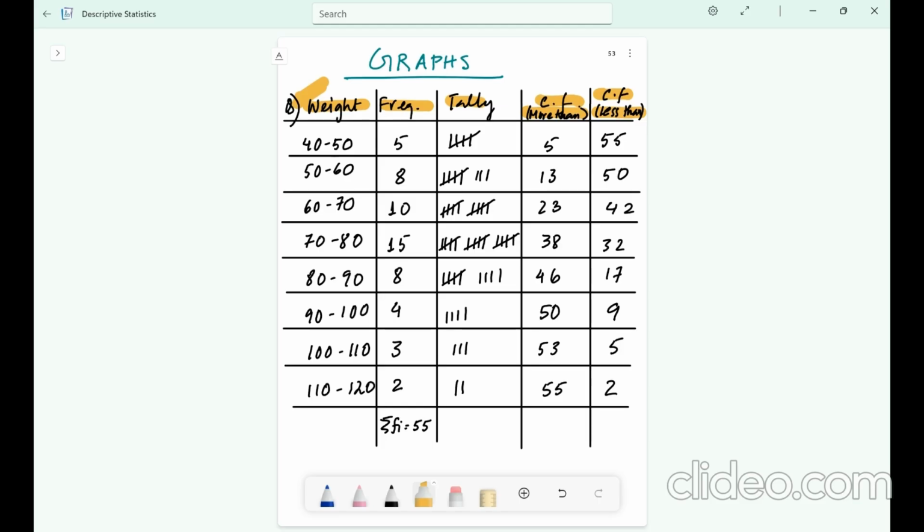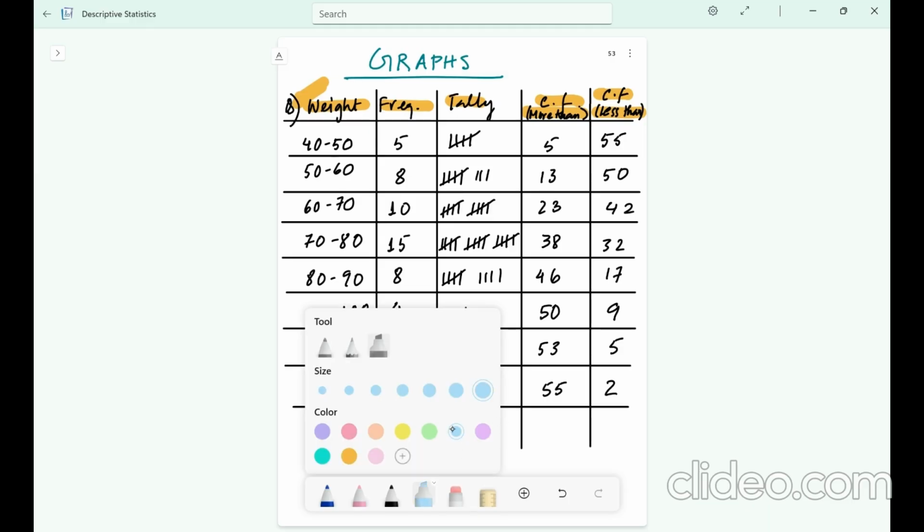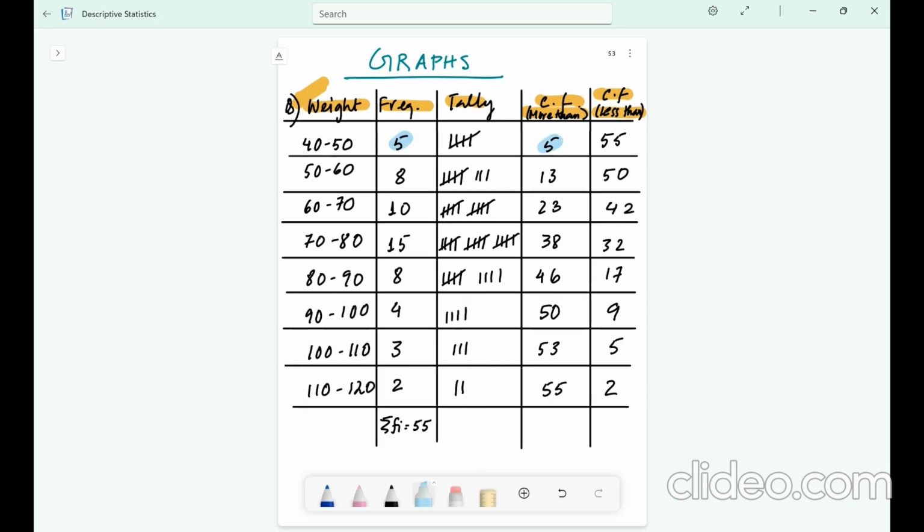See, here for the more than type, the first value is same. And for the less than type, the last values or the ending values are same. So this is something you can see for yourself. After plotting the graph, you can check if you have done it correctly or not. Okay, so what is more than type? Here you add, like 5 plus 8 is 13, then 13 plus 10, 23, like that. But for less than type, what do you do? You first write the total frequency here and then start subtracting, like 55 minus 5, then 50 minus 8, 42, and so on. Okay, so this is how you make the frequency table.